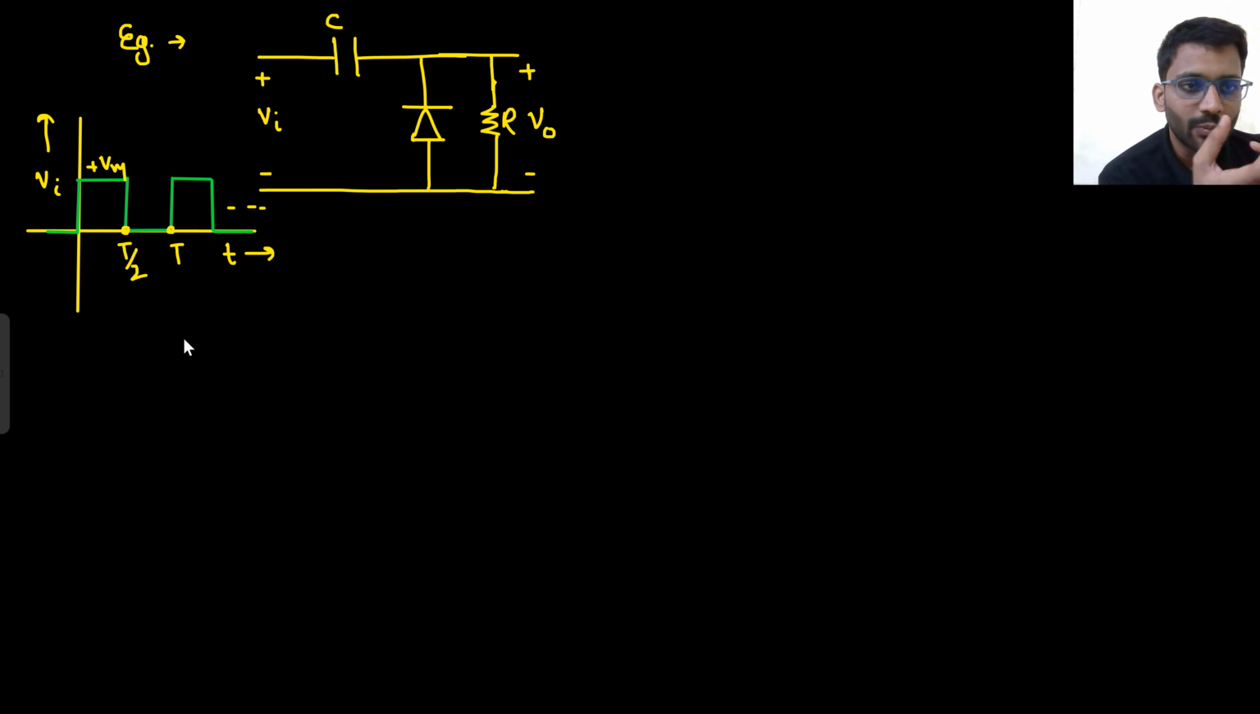Then what will be your output? Output will be simply equal to Vin, because the capacitor is not charged. So the complete input is going across the output. That's it. So V out will be equal to Vin. That's our steady state. Understood this question?